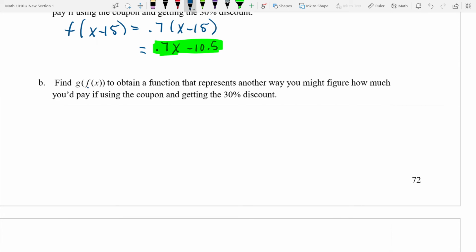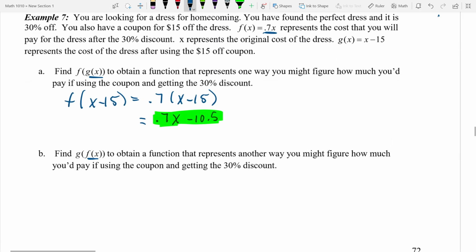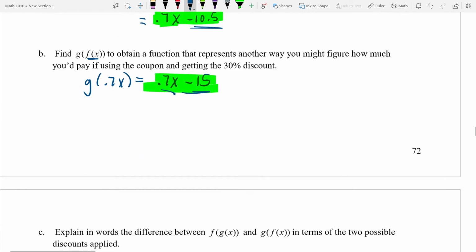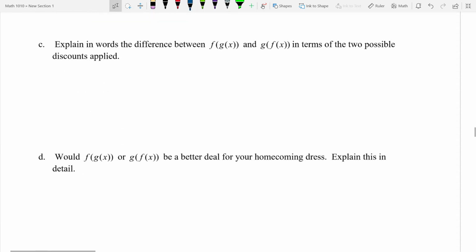Okay? Okay, let's do the other one. So the other one, take your f of x and replace it with what f of x is. So this is g of 0.7x. Go into your g of x and put in a 0.7x. So it's 0.7x minus 15. You can tell this one's going to be a better deal because you're paying 70% and then you save a whole 15, and this guy only saves $10.50. Okay? Who says I get that? Raise your hand. Let me see. Okay, good. Question C. What's the difference?